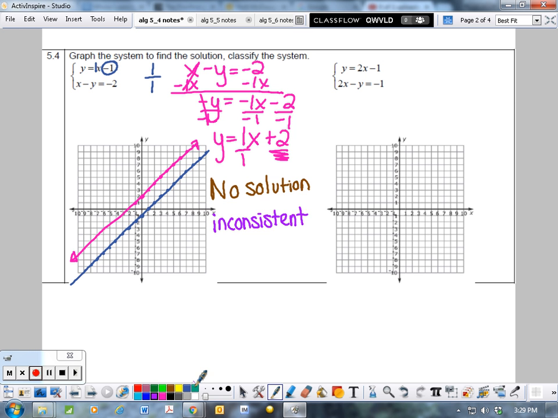So now we're going to move to our next one. Maybe it'll intersect, maybe it won't, we don't know. You have to try it out and not assume anything. I'm going to start at negative 1 on my y-axis, and then my slope is 2 over 1. So I'm going to go up 2 over 1, down 2 over 1, left 1.